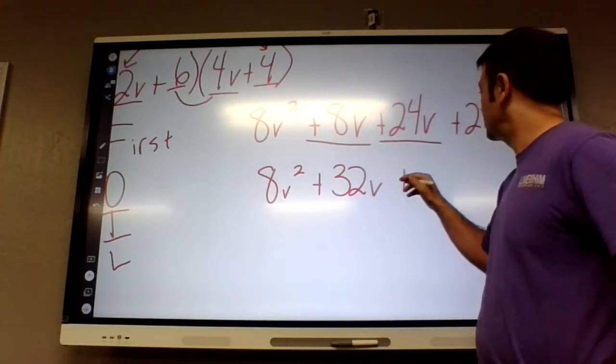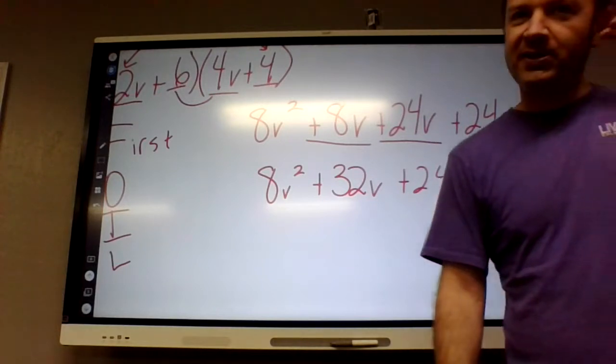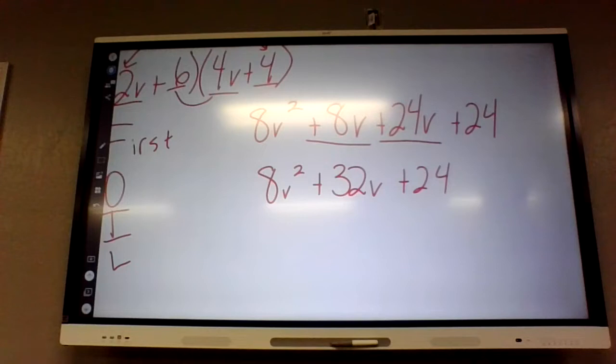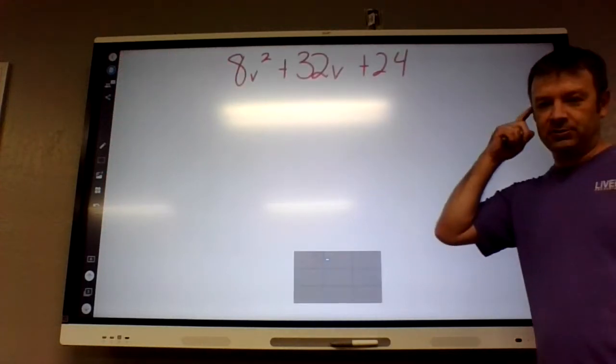All right. So 8v plus 24v is 32v. That's the final answer. That was number 7. I'm doing the odds with you guys, and you guys will do the evens. Number 9 looks like another FOIL.